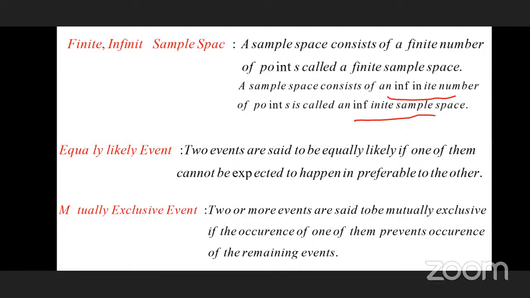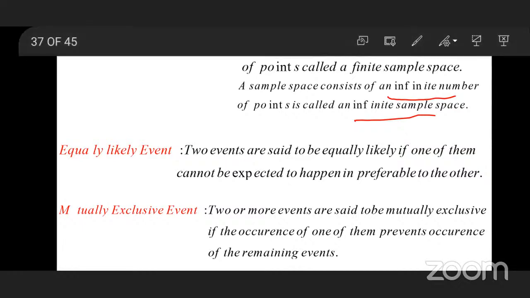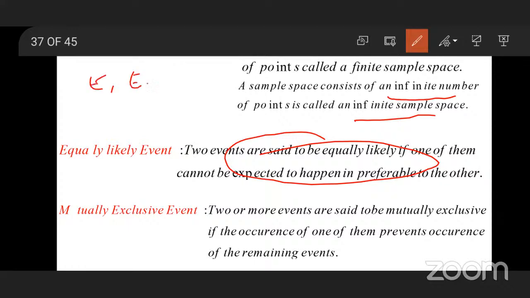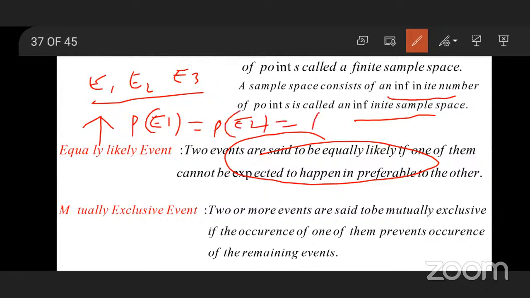What is the formula for equally likely events? That was only the theoretical definition, but I want the mathematical definition. Let E1, E2, E3 be three events of a random experiment. The equally likely condition is that the probability P(E1) is equal to P(E2) is equal to P(E3). If the three events' probabilities are equal, they are equally likely events.